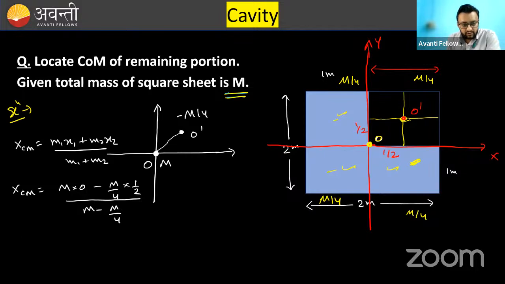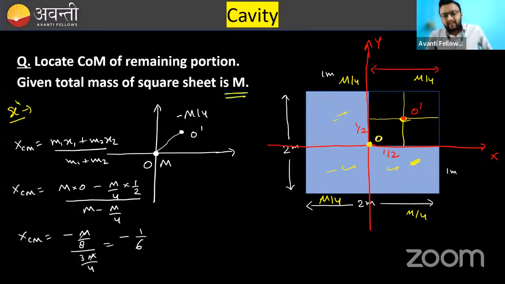Can you see that these values will come minus m by 8 divided by 3m by 4. 4, 2, 3, 6, m got cancelled. It will be minus 1 by 6. X-axis is 5 by 6.